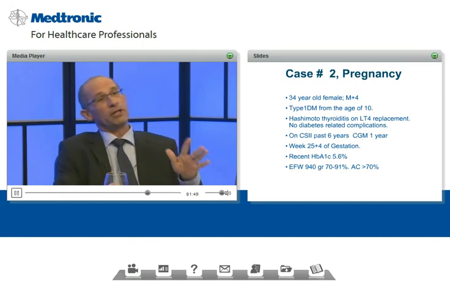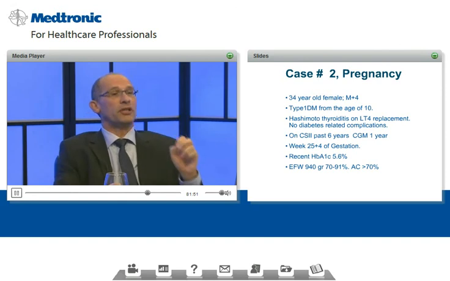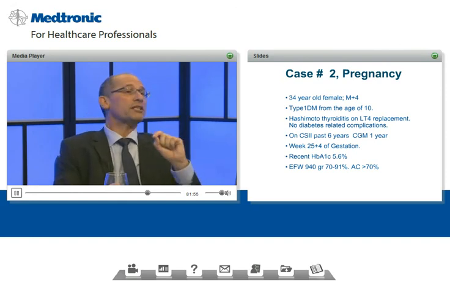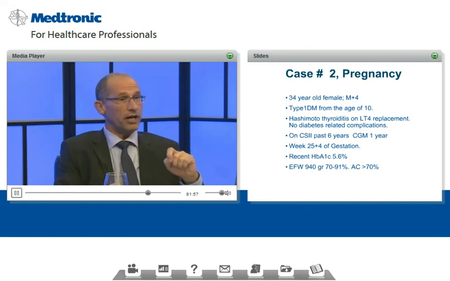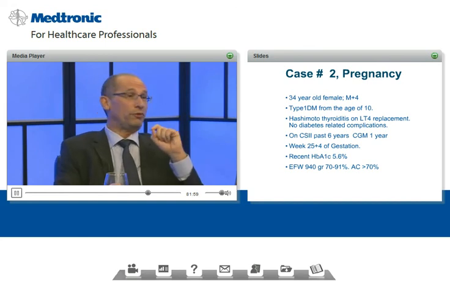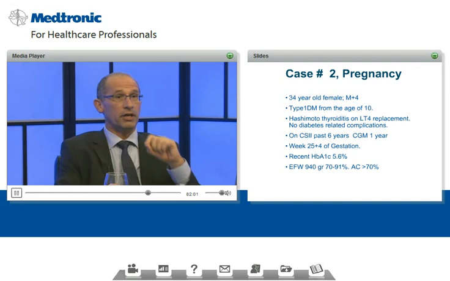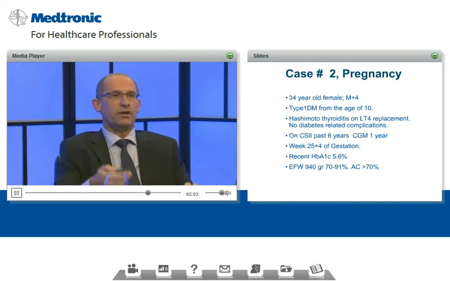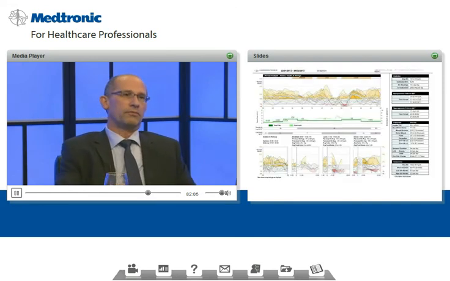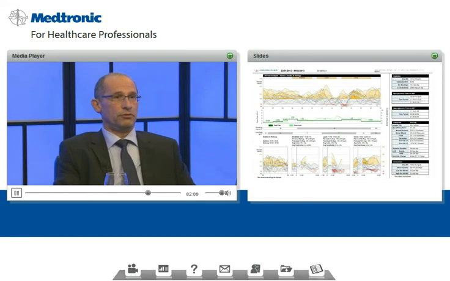This is the patient. Her blood glucose is not bad, but not good enough for this specific case. That means we need to improve the glycemic control in a short time and do it in a safe way. We really don't want severe hypoglycemia at 25 weeks of gestation. Now, this is the download of the patient.